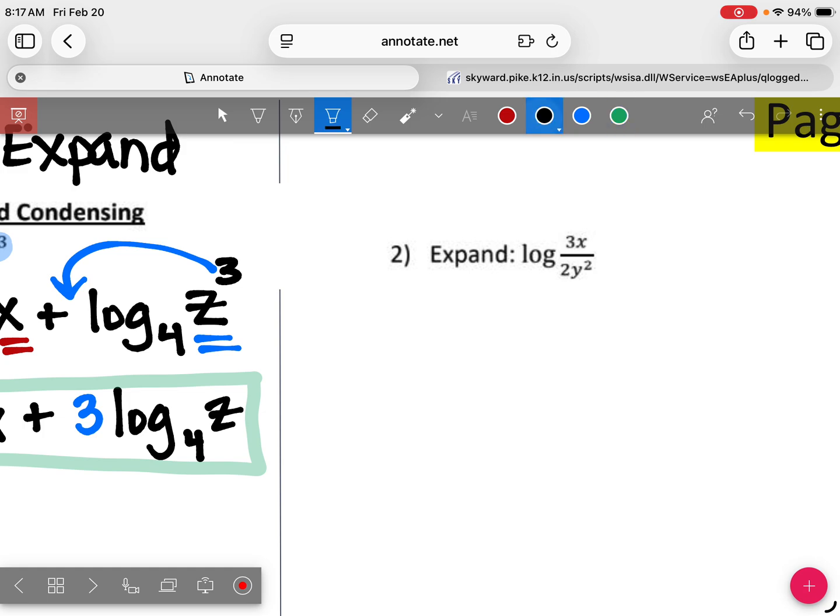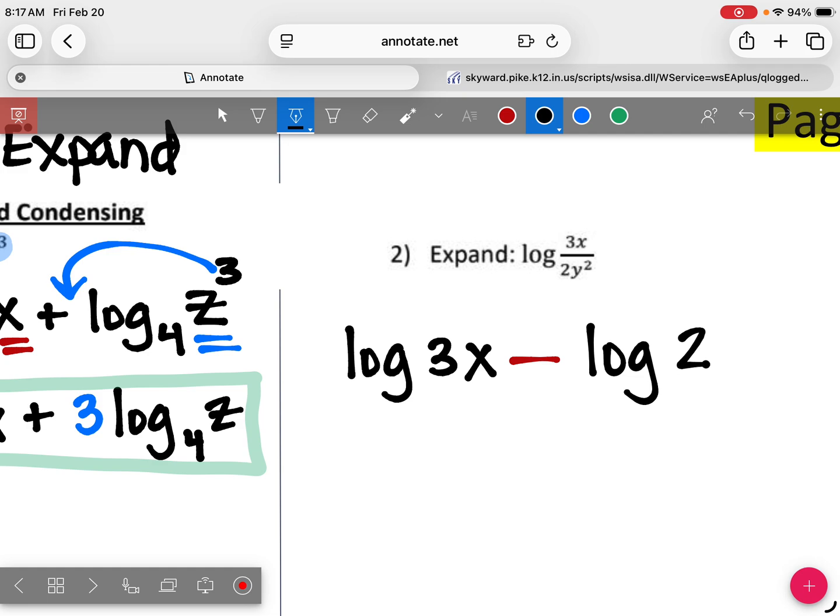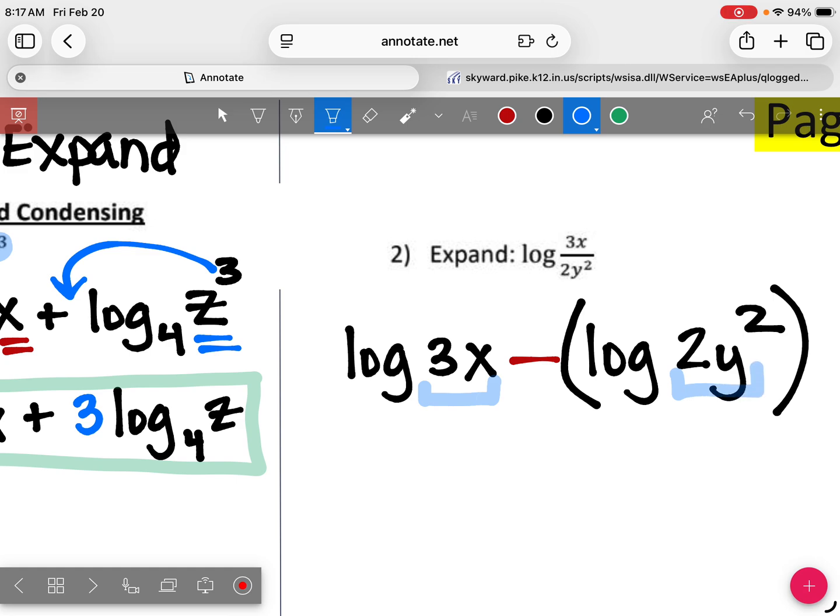I'm going to help you get started here. What I want you to know is that first you're going to do log 3x, and then am I going to put a plus or a minus because it's a fraction? A minus, and then it'll be log 2y squared. I'm going to put this part here in parentheses because it's more than just one thing. So when you're finished, you should have 4 logs. Now I want you to break these apart because these are being multiplied. Go ahead and do that, but keep the parentheses after the subtraction sign.